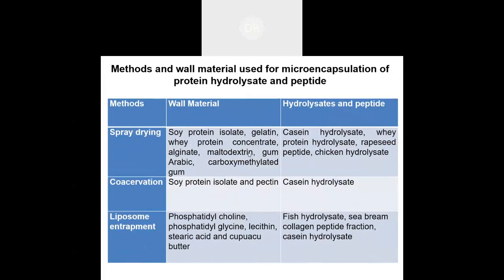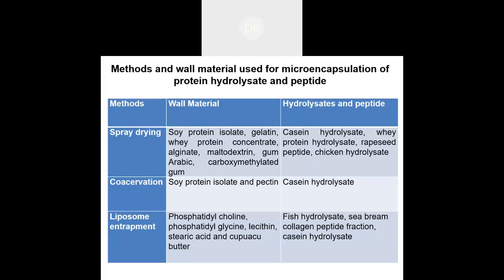These are some of the hydrolysates and peptides which are encapsulated by the spray drying method, with soya protein isolate, gelatin, whey protein concentrate, alginate, maltodextrin, gum arabic, and CMC used as wall materials. Then casein hydrolysates can be encapsulated with the co-conversion method by the soya protein isolate and pectin.